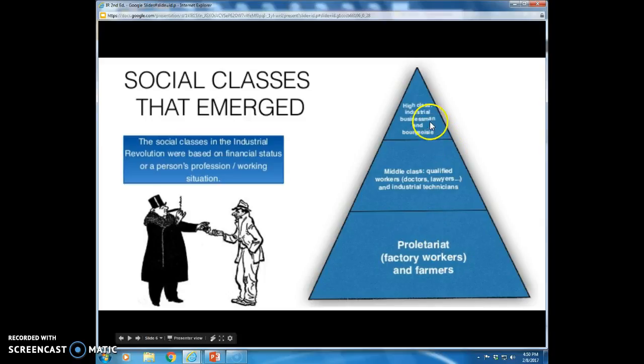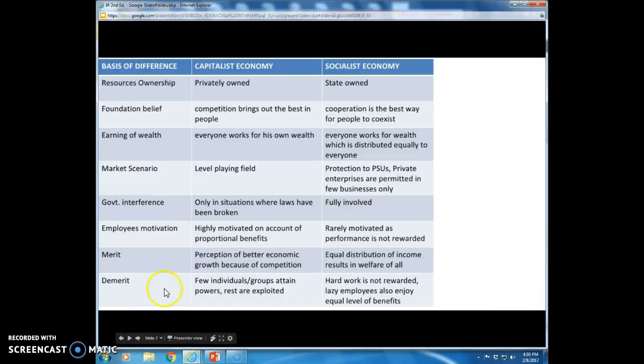All right, so it's a good pyramid. The bourgeoisie, the people at the top, these were the owners of the factories. And so Marx's theory was that the proletariat would rise up against these bourgeoisie people.